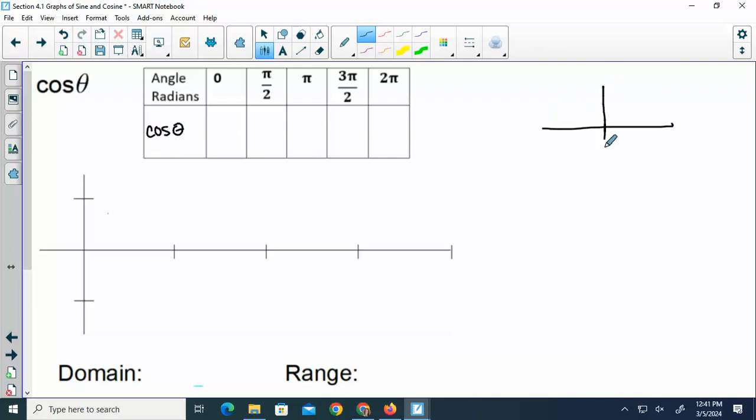If we think about it, you can do the hand trick, you can use your unit circle. These are the points we just wrote down. On the unit circle, cosine is the x value. So cosine of 0 is 1, cosine of pi over 2, cosine of pi, cosine of 3 pi over 2, and 2 pi. This isn't very curvy.